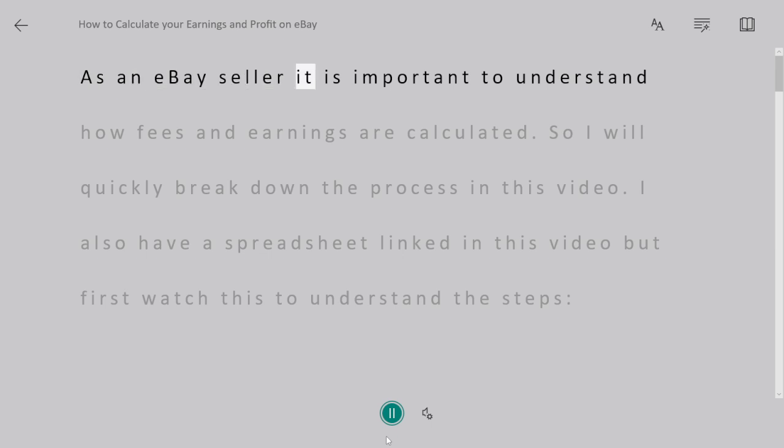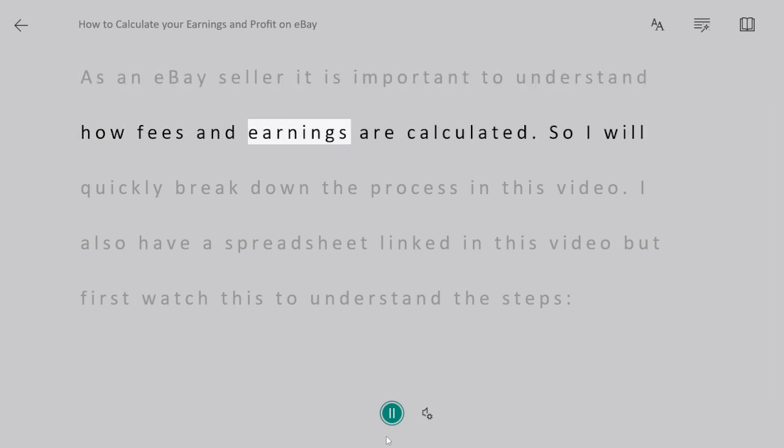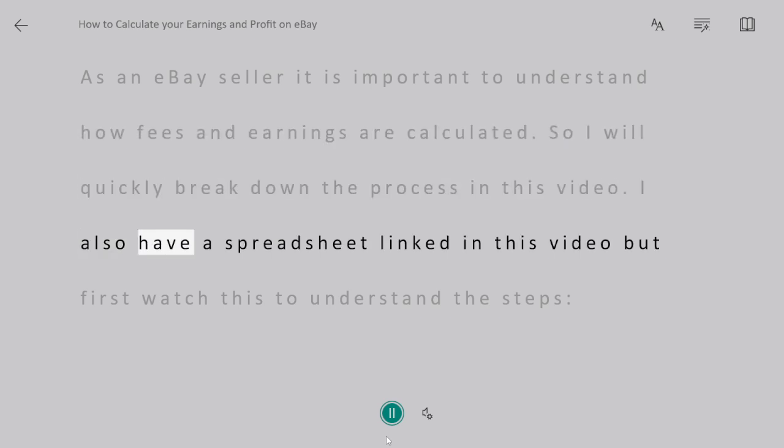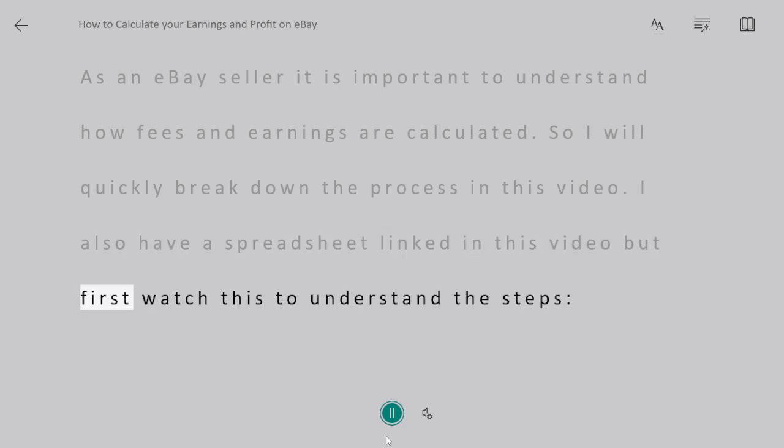As an eBay seller, it is important to understand how fees and earnings are calculated. So I will quickly break down the process in this video. I also have a spreadsheet linked in this video, but first watch this to understand the steps.